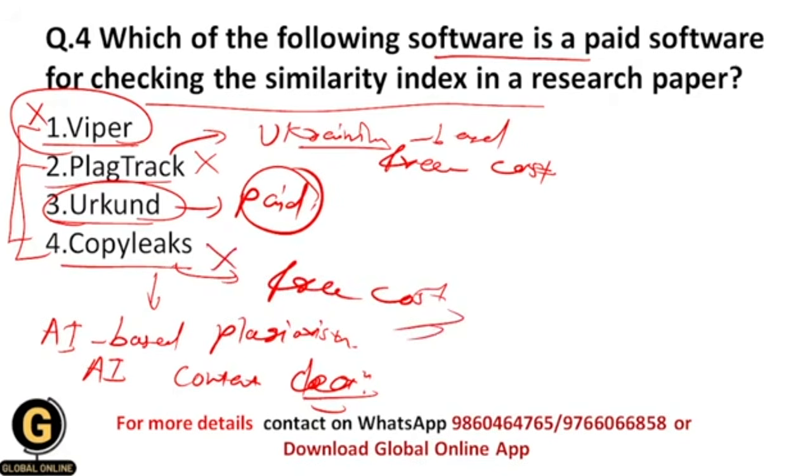So your correct answer is 3, that is Urkund. Urkund is a paid software for checking the similarity index in a research paper.